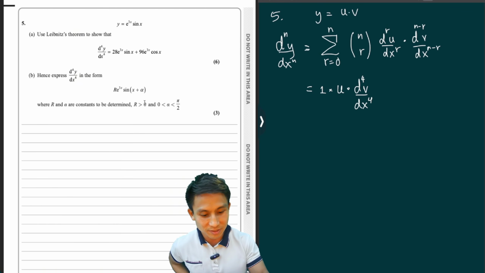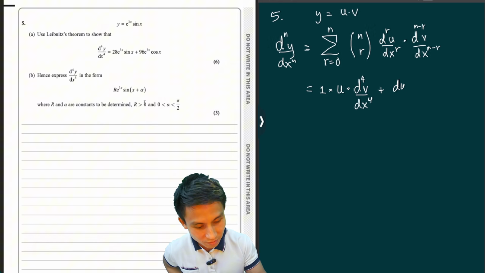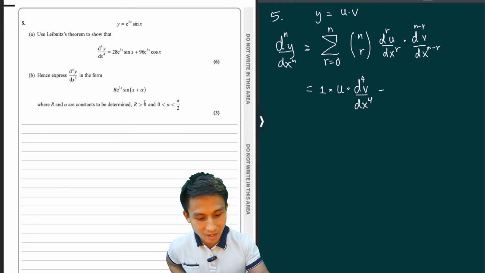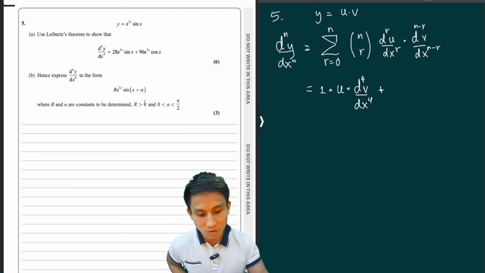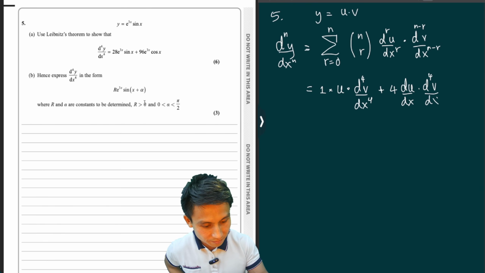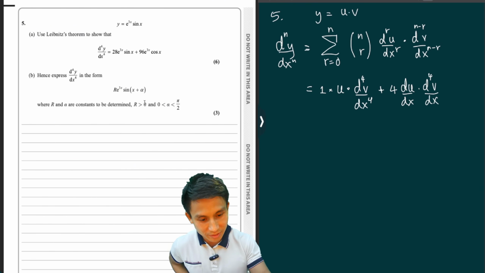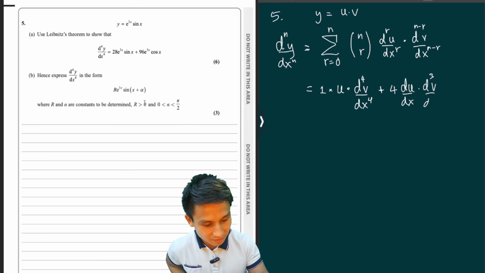Okay, so that's the first term. The second term, r equals 1, so that's going to be the first order of u. Hang on. When r equals 1, we get 4c1, so that's going to be 4, right? And then this is the first order of du by dx, times the fourth order derivative of v, right? Wait, sorry, no, the third, because it's 4 minus 1.